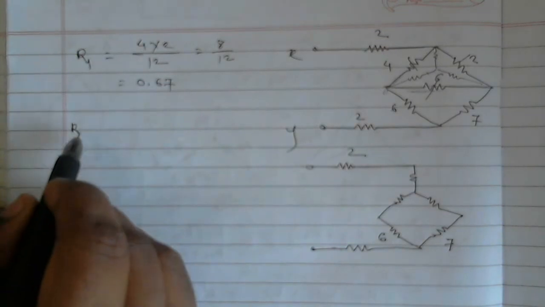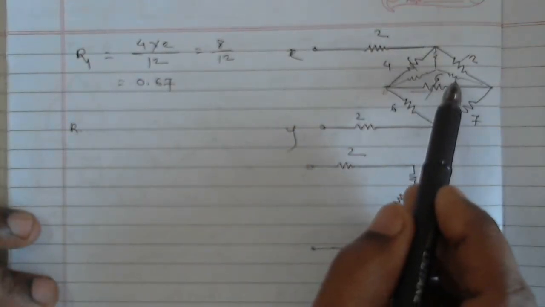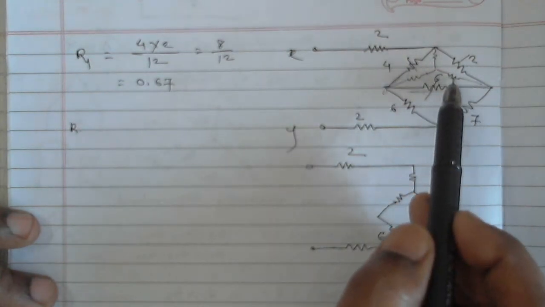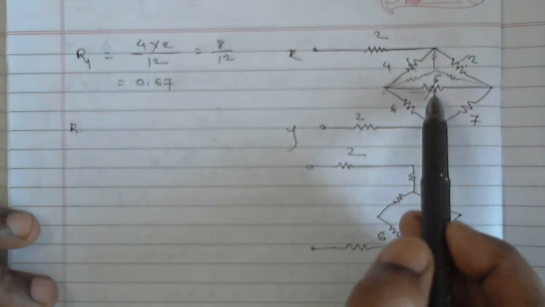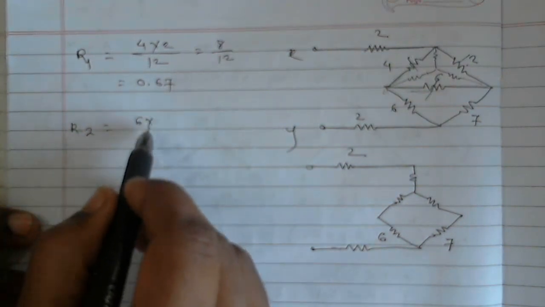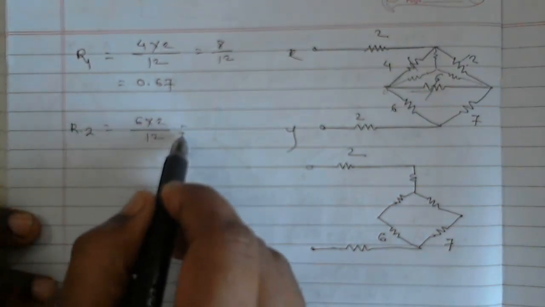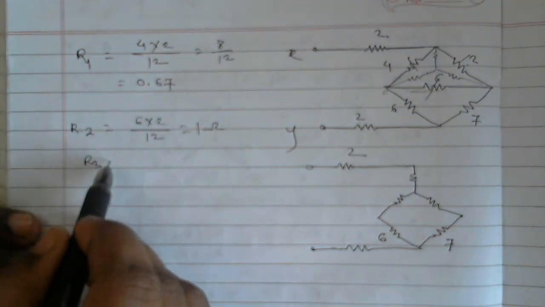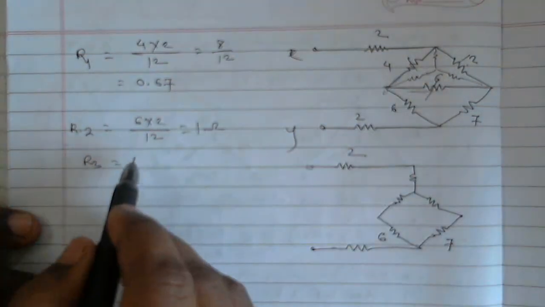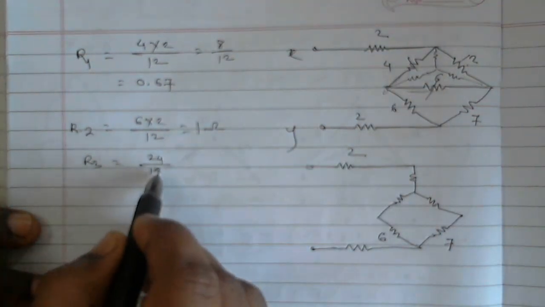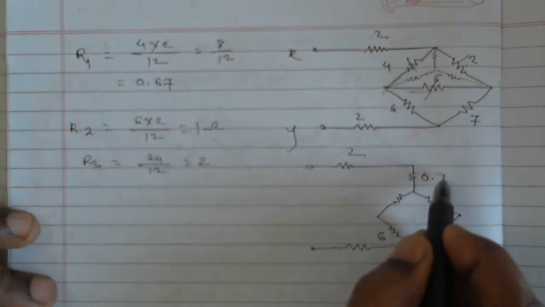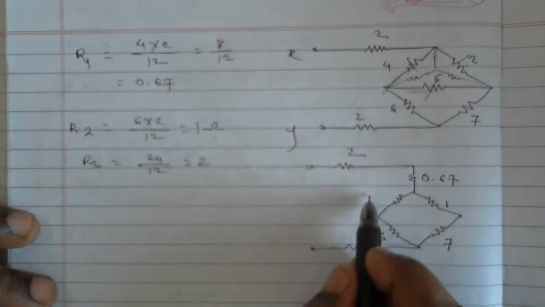Now if I consider this resistance as R2, we can find it as this multiplied by this divided by the addition of these three. So R2 equal to 6 multiplied by 2 divided by 12, which means 1 ohm. And R3, this resistance, is this multiplied by this divided by all three: 24 divided by 12, which means 2. Okay, so this is 0.67, this is 1, this is 2.